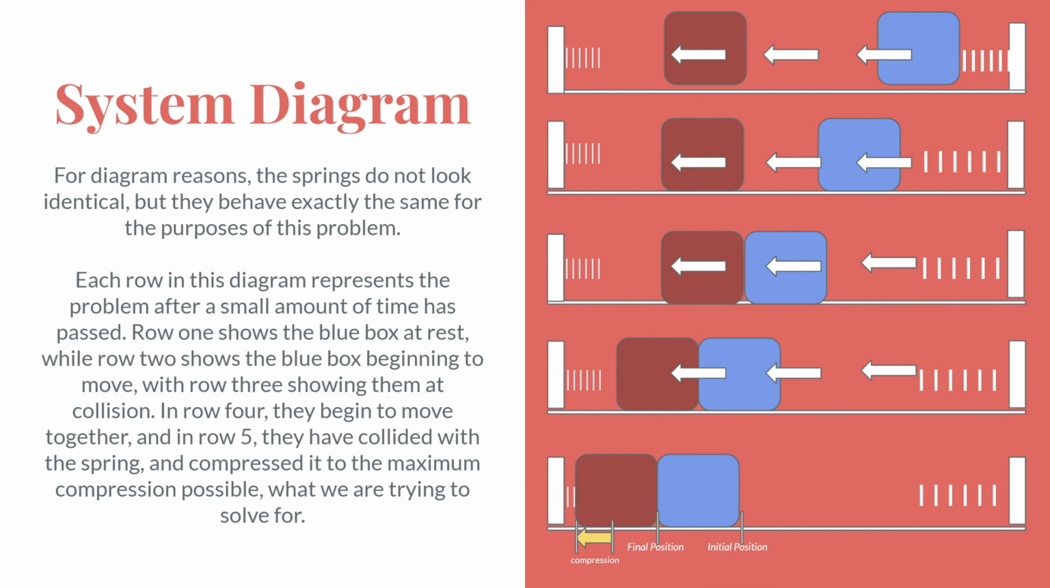In row 1, you can see that the spring on the left is compressed to the max with the blue block. In the second row, the blue block has been completely launched from the spring and is on its way towards the red block. In row 3, the collision has occurred, and in row 4, both blocks are moving together, while in row 5, the spring has been compressed all the way, with both blocks pushing against it. And this compression is what we were trying to solve for.